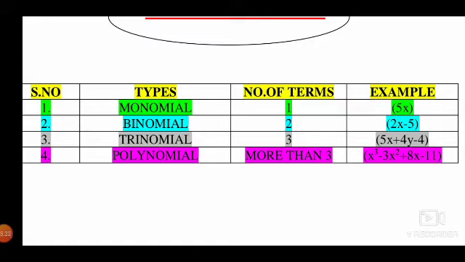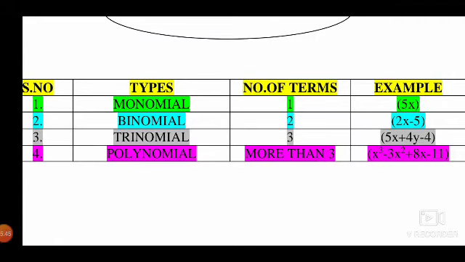The third one is trinomial. Tri means 3. If the number of terms is 3, that is known as a trinomial. For example, 5x plus 4y minus 4. So here there are three terms involved. 5x is one term, 4y is the second term, and minus 4 is the third term. So when the number of terms is 3, that is known as a trinomial.